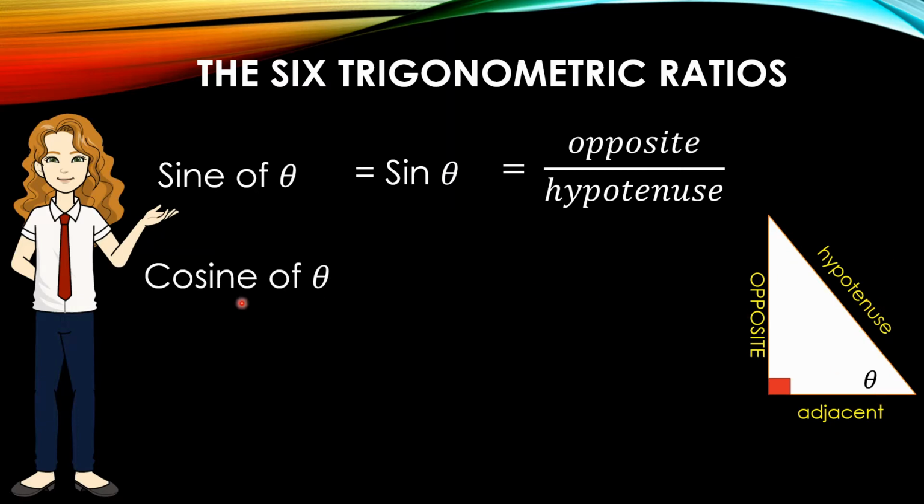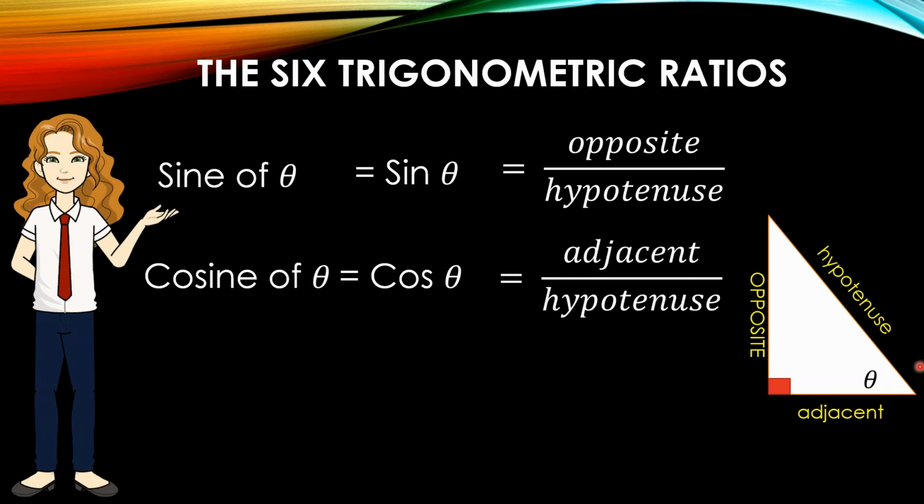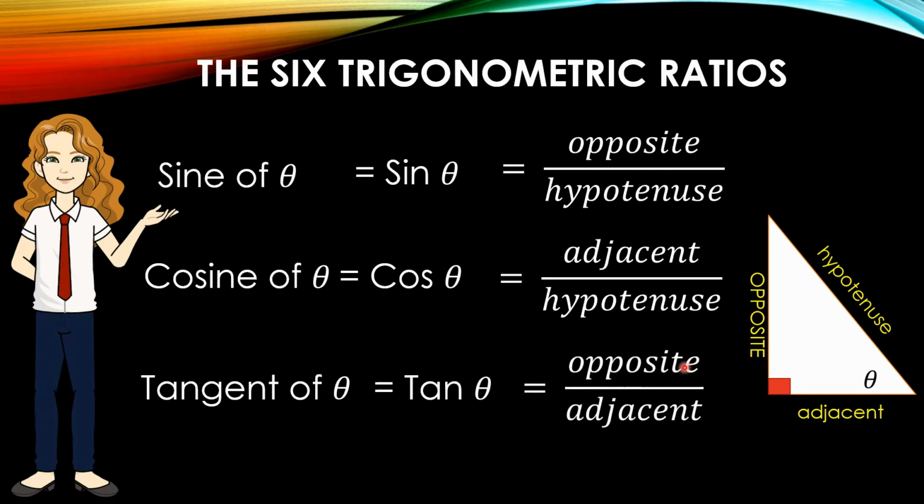The second one is the cosine of theta. We can say cosine theta is equal to the adjacent over the hypotenuse. Tangent of theta, tangent theta is equal to the opposite over the adjacent.